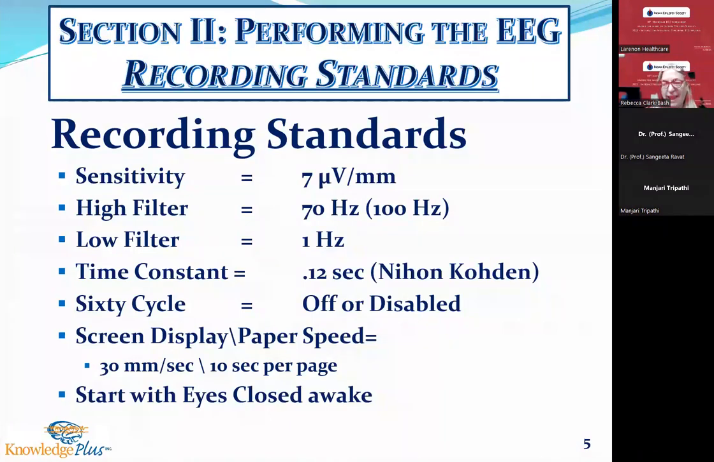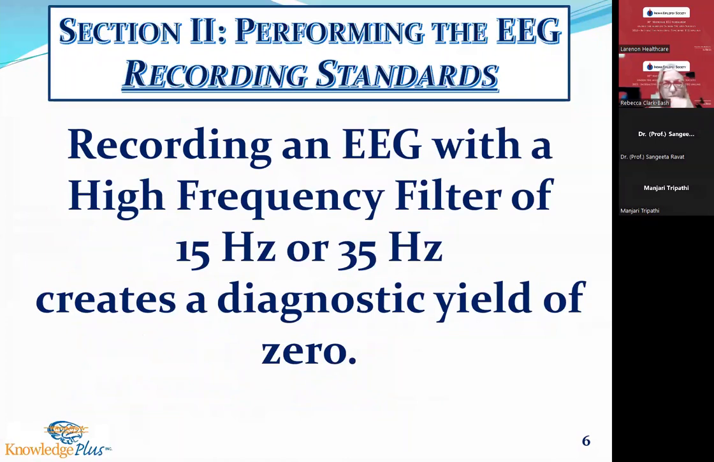We always start with eyes closed, awake. If you were to record an EEG with a high frequency filter of 15 hertz or 35 hertz, it can result in the EEG having a diagnostic yield of zero. So why would the manufacturer put the 15 hertz on the EEG machine if we are never to use it? The answer is these machines used to also do double duty in the sleep diagnostic lab. And the rule for the 35 hertz high filter is to use it only for short periods of time, after you've done everything to ensure that the record is free of muscle.